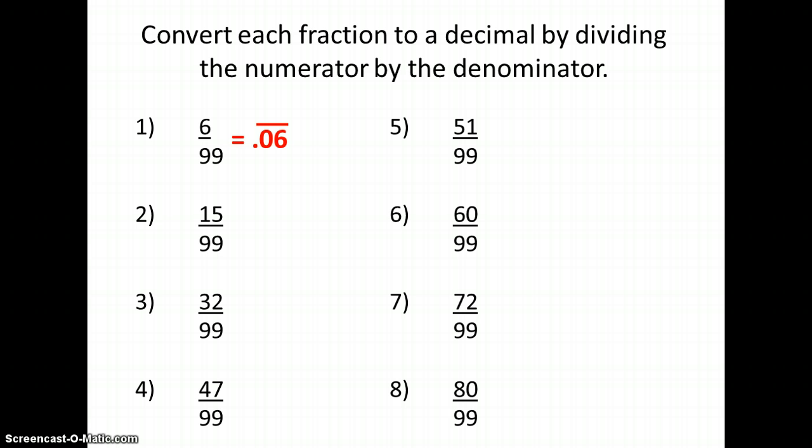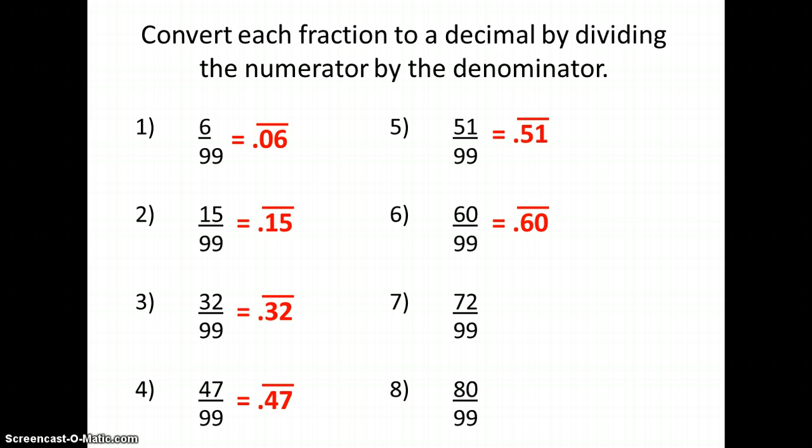Let's look at number 2. 15/99ths is 15/100ths repeated. So I would have 0.15151515 going on forever and ever. Number 3 is 32/100ths repeated. Number 4 is 47/100ths repeated. Number 5 is 51/100ths repeated. Number 6 is 60/100ths repeated.